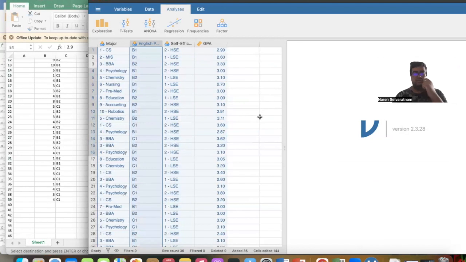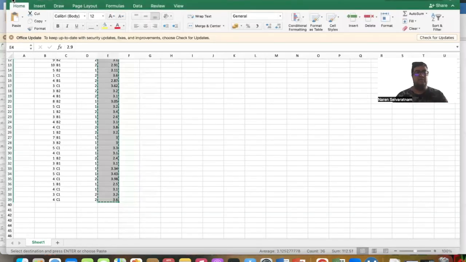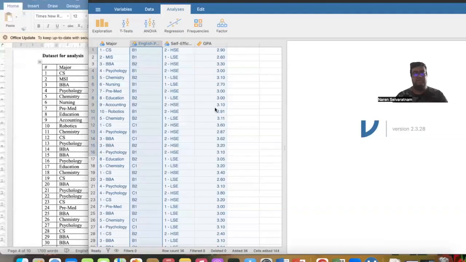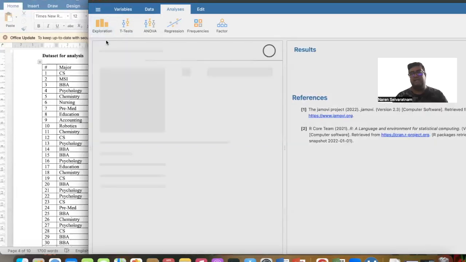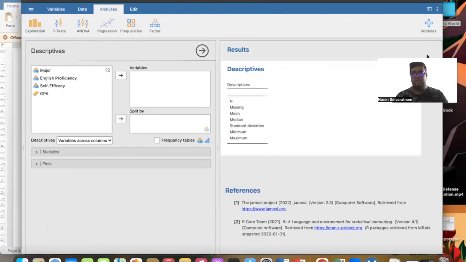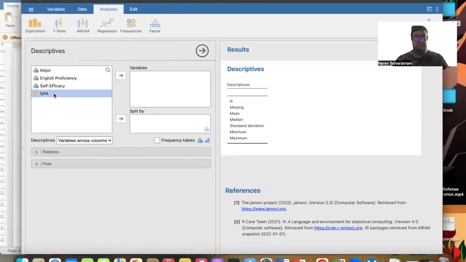Okay, now let's go ahead and do our analysis. So I don't need this Excel file now. So I'm going to just maybe don't save and just close it. Now let's go for a basic descriptive analysis. Now I need to go ahead and check the overall GPA of the individuals that I have. So take the GPA and put it under variables. I click on the exploration option and went to descriptives. You can do the same in SPSS as well by analyze, descriptives and explore.